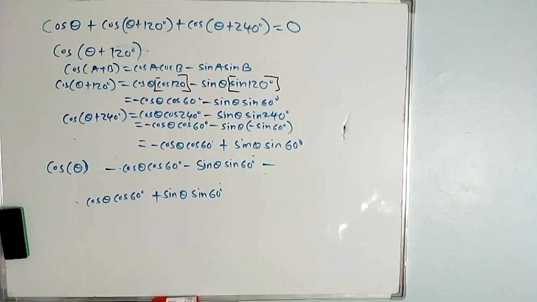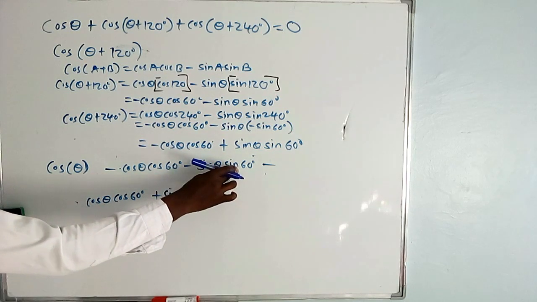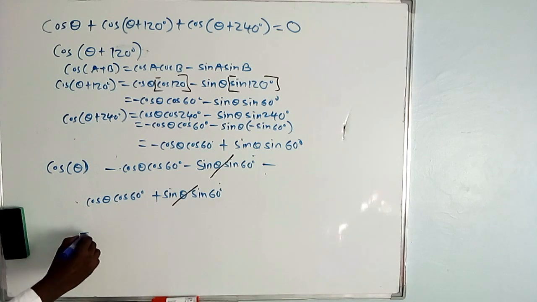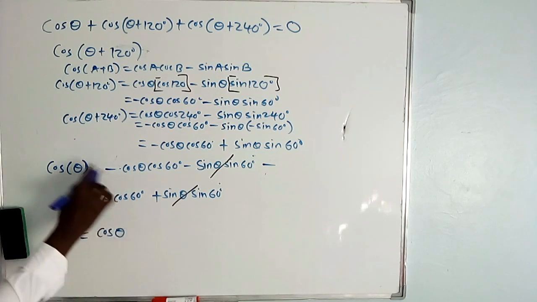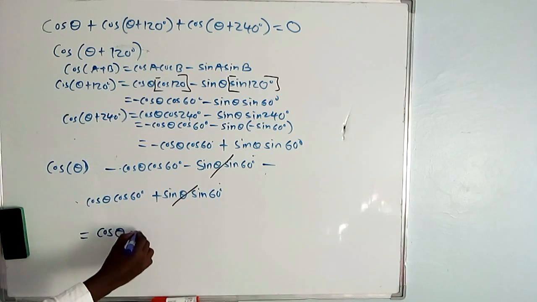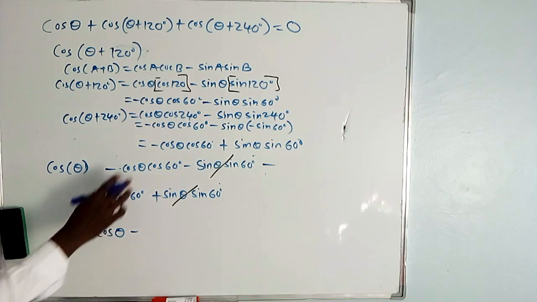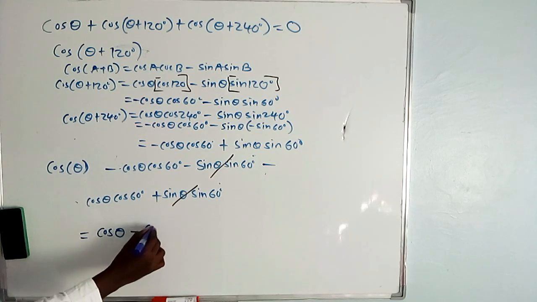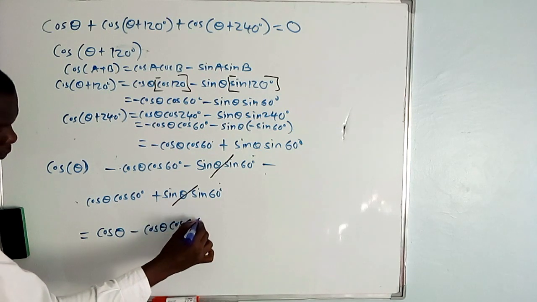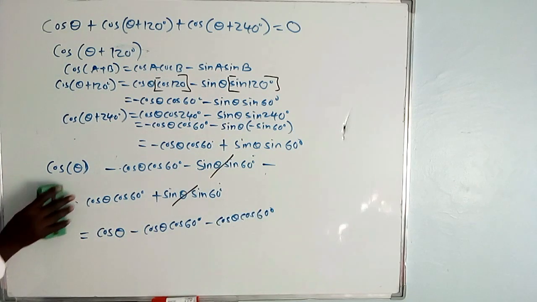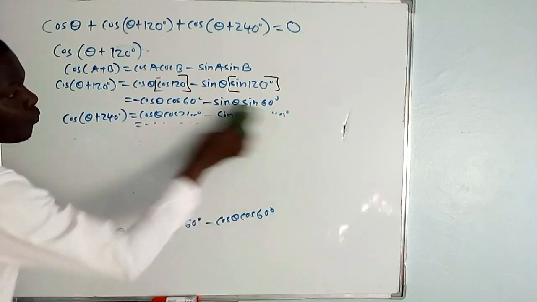So look at the third term, negative sine theta sine 60, and the last term, positive sine theta sine 60, cancels out, 0, isn't it? Are you seeing that? See, that cancels out. That is 0. So what do we remain with here? We remain with cos theta. Cos theta is a common factor for the remaining terms, isn't it? So we are remaining with cos theta minus cos theta cos 60 degrees minus cos theta cos 60 degrees. Those are the terms we are left with, isn't it?